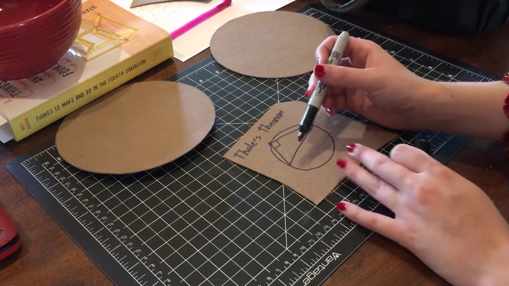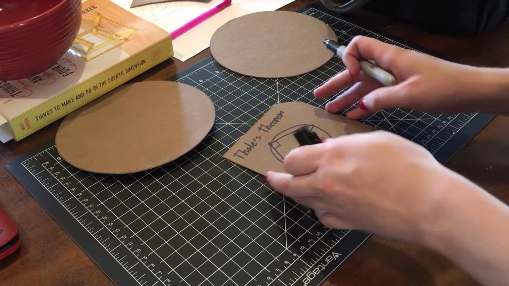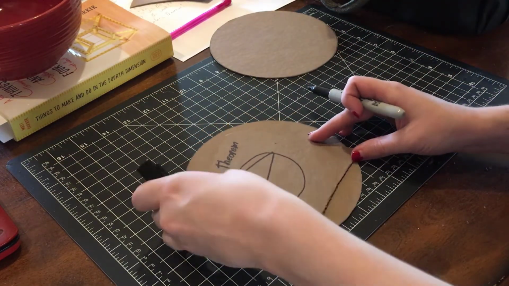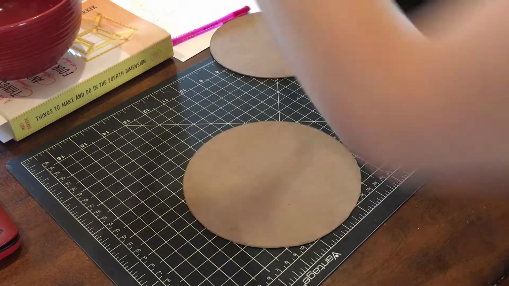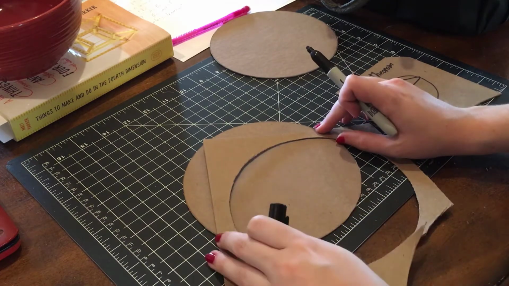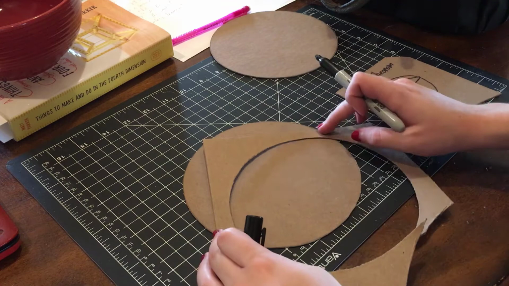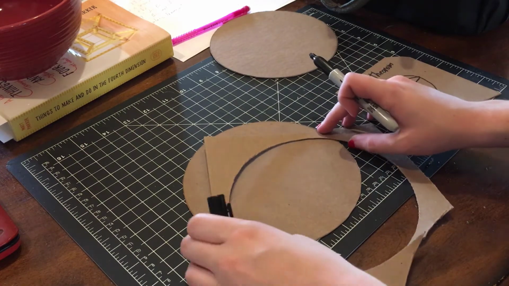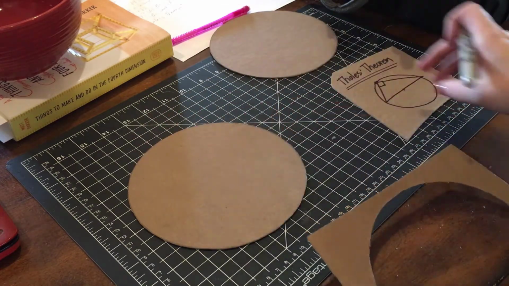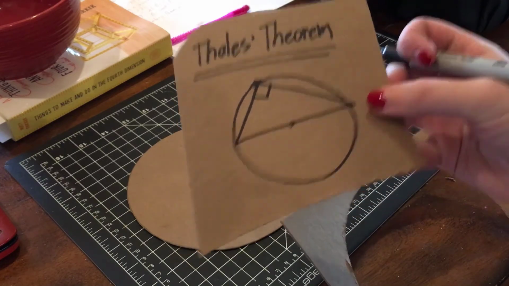Now, this theorem can be reverse engineered in that if you put a right angle up to the edge of a circle, let me get a right angle. If you put a right angle on the edge of the circle and have it touch two sides, those two points, if you connect them, you will get a diameter. So in order to find the center, we are going to find two diameters of the circle using Thales theorem and see where they intersect.